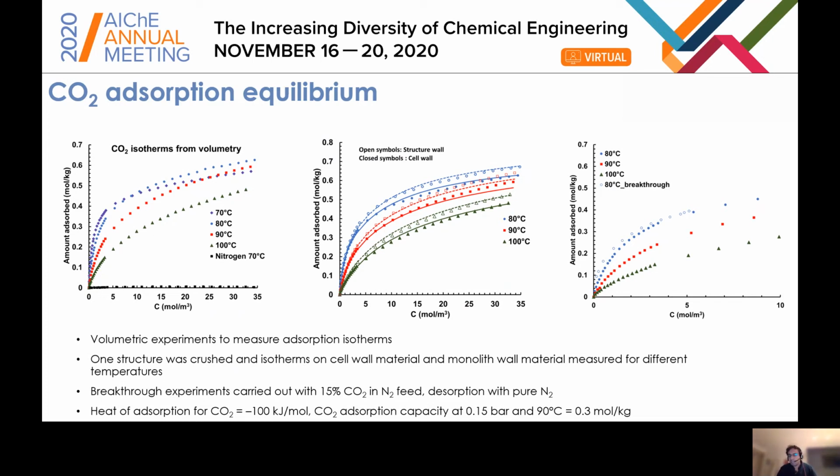We also did some breakthrough experiments to measure the adsorption isotherms. The plot on the right shows the comparison between the isotherms obtained from the two experimental methods, and there is good agreement. One last thing that I want to say in this slide is that when we fitted the isotherms to a dual site Langmuir model, we saw that the heat of adsorption was around 100 kilojoules per mole. This suggests that the adsorption in this material is dominated by a chemisorption mechanism.